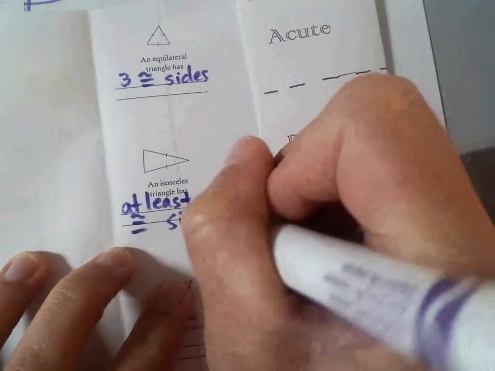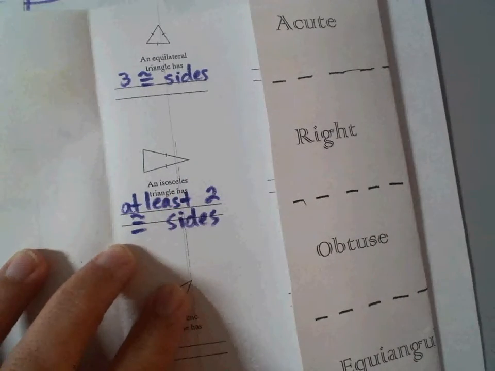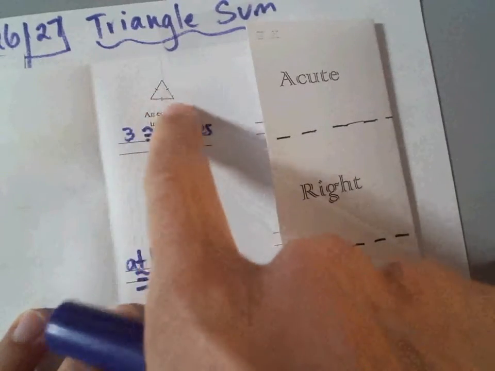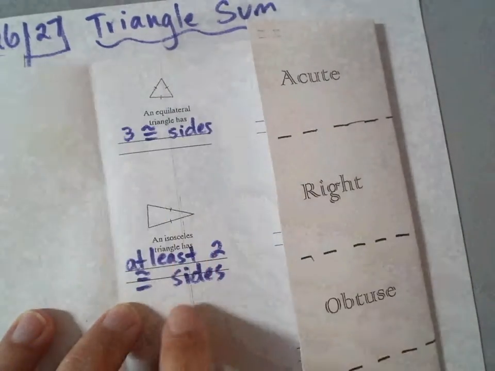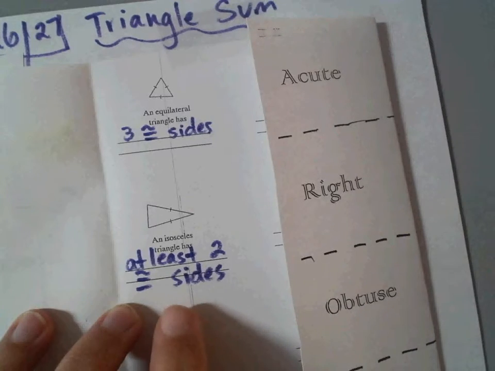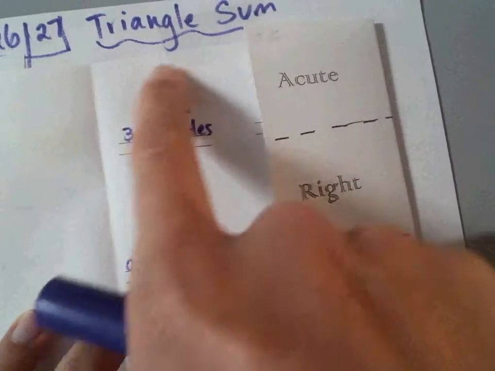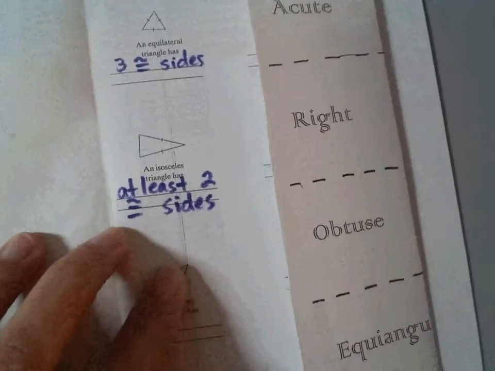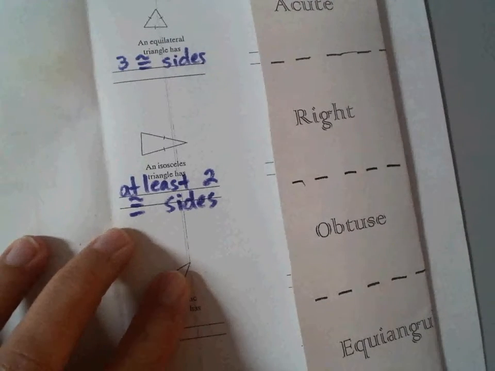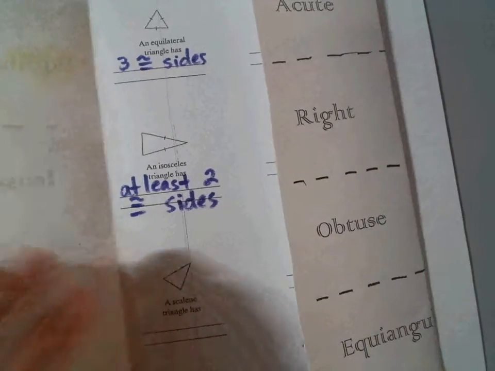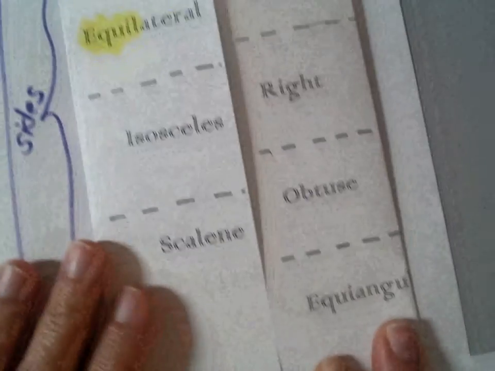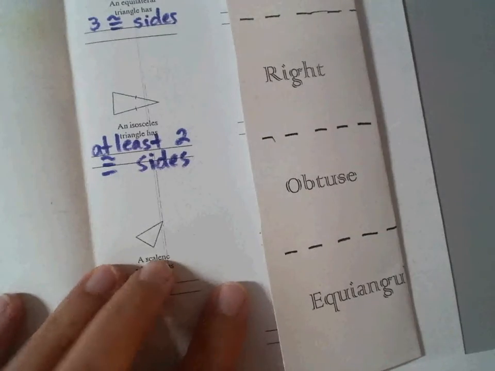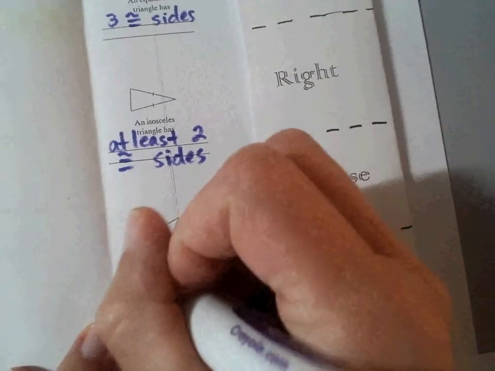All right, so why am I picky about you putting at least? Because this triangle up here that had all 3 sides, would that also be classified as isosceles? Yes. Does that one have at least 2 congruent sides? Yes, it does. So it could also be called isosceles. More specifically, it's equilateral. All right, now the last word. What if you have no equal sides? Scalene. So scalene is a triangle that has no congruent sides.